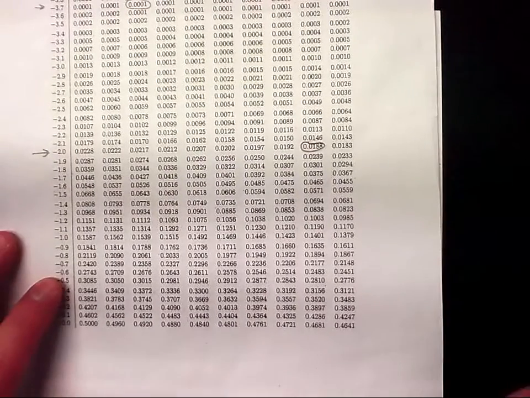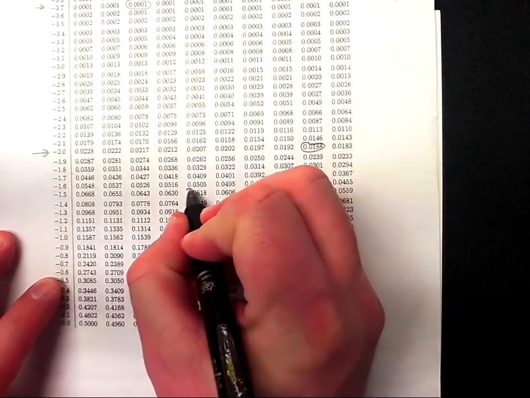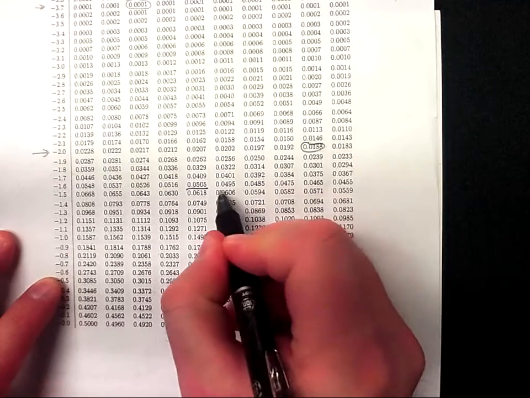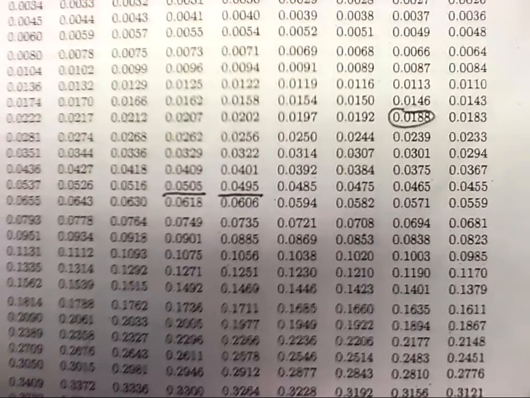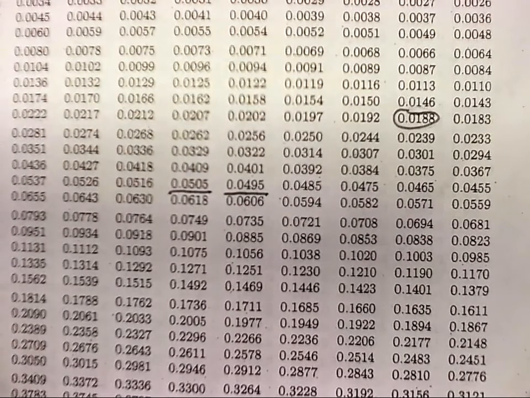All right. So if we go to negative 1.64, we're right here. And if we go to negative 1.65, we're right here. Right? Is everybody good with that? But what are we looking for? 0.05. So technically speaking, where is 0.05? It's literally right in the middle, right? So you can use 1.64, or you could use 1.65.